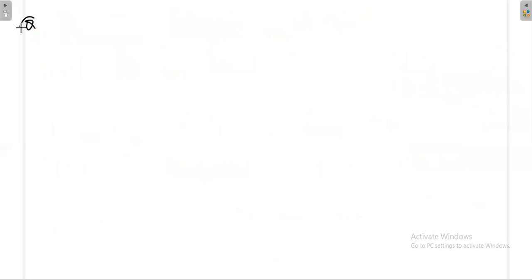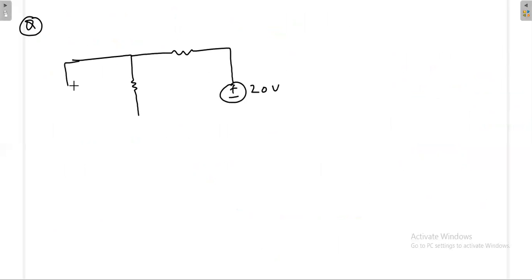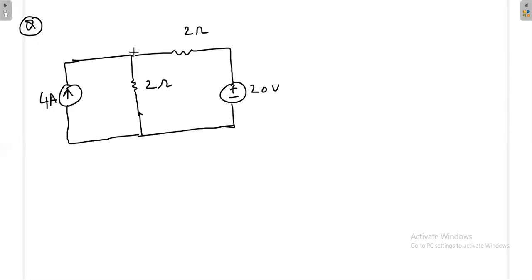Now we take one problem. First we will solve by the regular method, then later we will apply the superposition principle. This circuit has two sources: one is a 4 ampere current source and another is a 20 volt voltage source. Say this is 2 ohm, this is 2 ohm. Finally I need to find the current I across this parallel 2 ohm resistance.